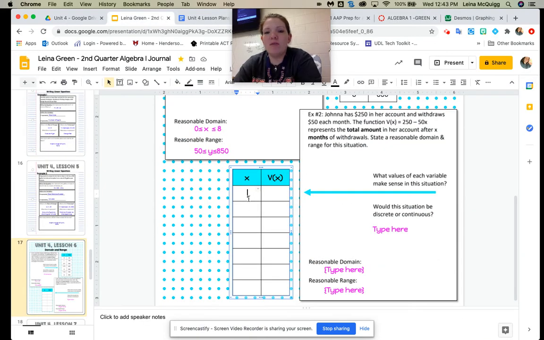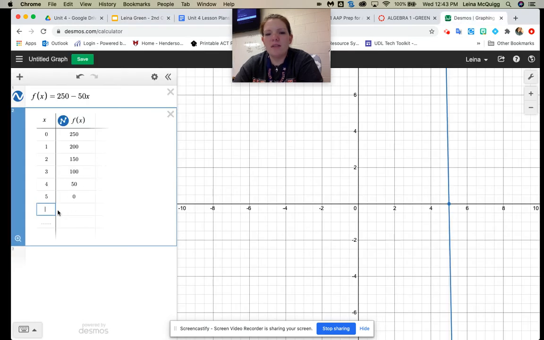So we'd have 0, then we had 1, 2, 3, 4, and 5. And I'm going to go ahead and put 6 on here just because I want to be able to see what happened here. Let's add 6 back on here. Okay, so that went $250 and it went down by $50. And it's going down by $50 each month.